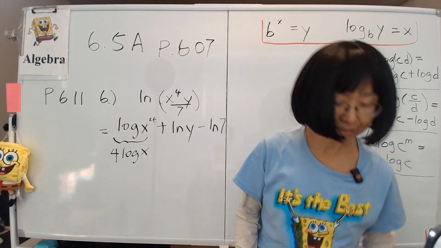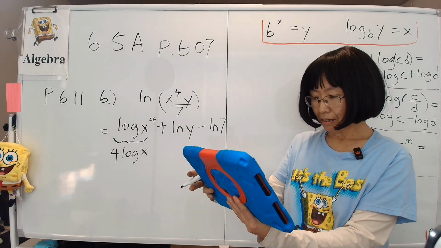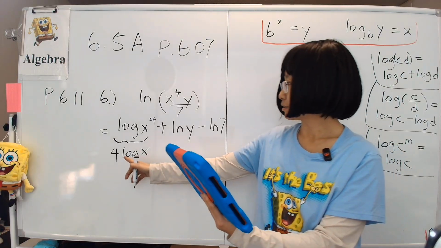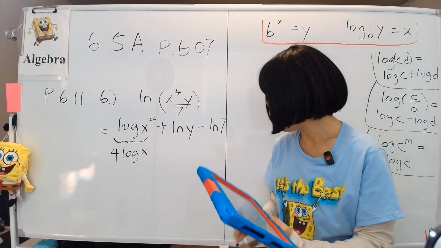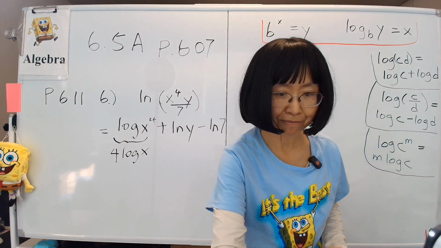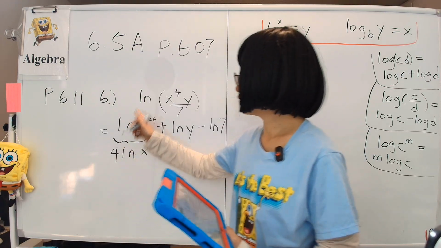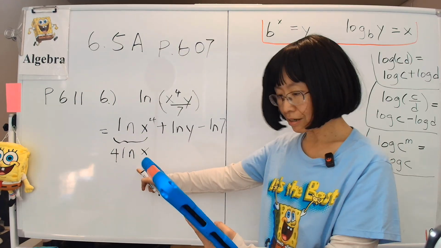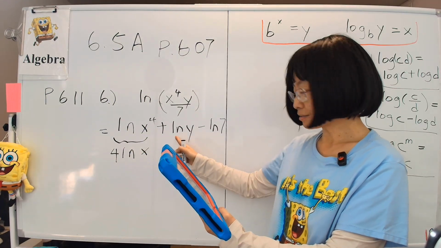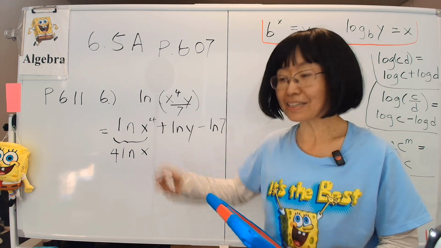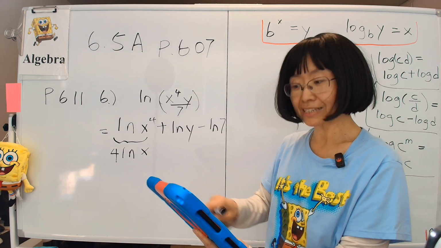Okay? Let's check to see. Why do I say log? I mean natural log. Let me fix that. So I fixed that. So this is just 4 natural log of x, right? Plus natural log y minus natural log of 7. That is the answer for example 6.